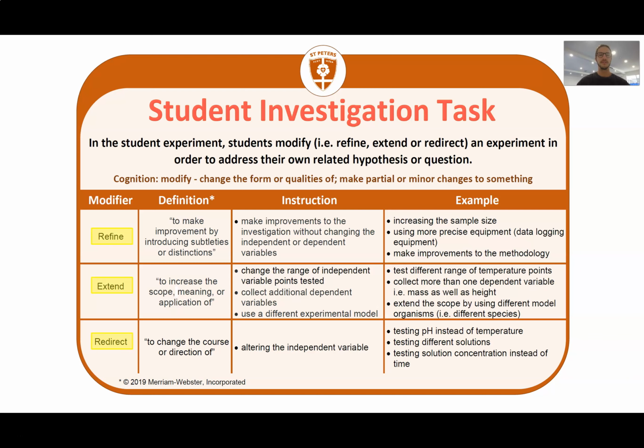You could also redirect the experiment by changing the course of entirely. So instead of changing water type, you may choose to change the pH or the temperature or the light availability and see what effect that has on population growth, in this case, duckweed, or whatever root it is that you choose.